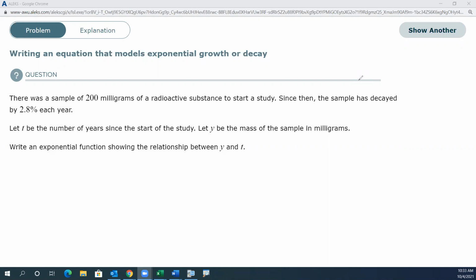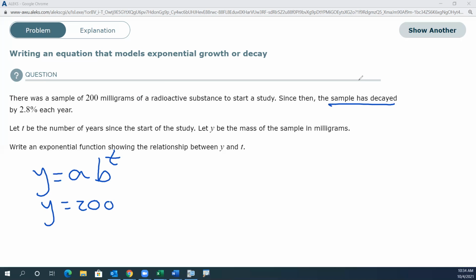So all we do is create the function. It does say exponential there, but it's not going to say that on the test. I see radioactive, and immediately I know exponential decay. Even if they didn't say decay, I would still know exponential decay because that's just how radioactive substances work. So the question is, what's our a and what's our b? a is what we start with, 200 milligrams, and b is what percent we end up with.